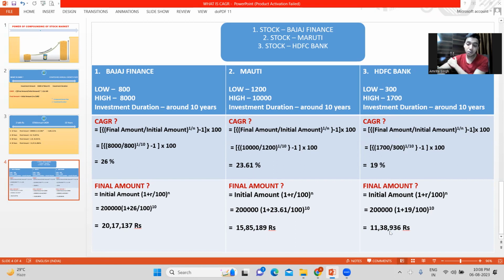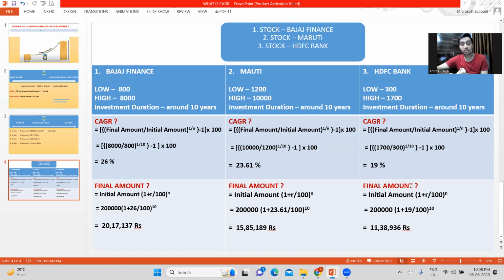And if I invested 2 lakh rupees in HDFC Bank for 10 years, and I'm getting a CAGR of 19%, the final amount I'm going to get is almost 11 lakh 38,965. So as we can see, you have just invested 2 lakh rupees in HDFC Bank for 10 years at 19% CAGR, and you are getting this much of a return. That is a really good thing. It's a much bigger amount as compared to the initial amount that you have invested in the stock market. So this was the thing that I wanted to explain to you today.